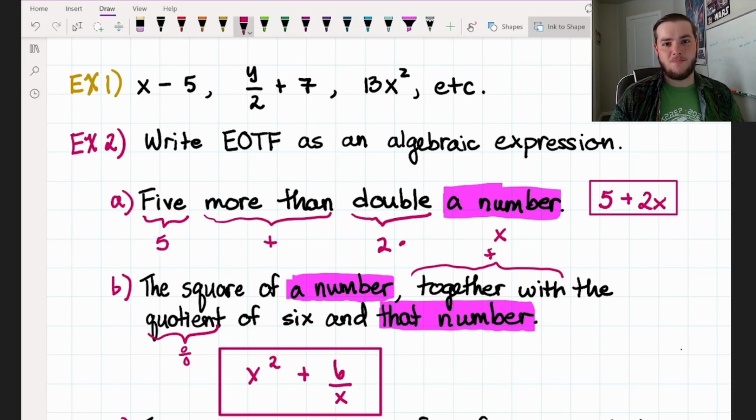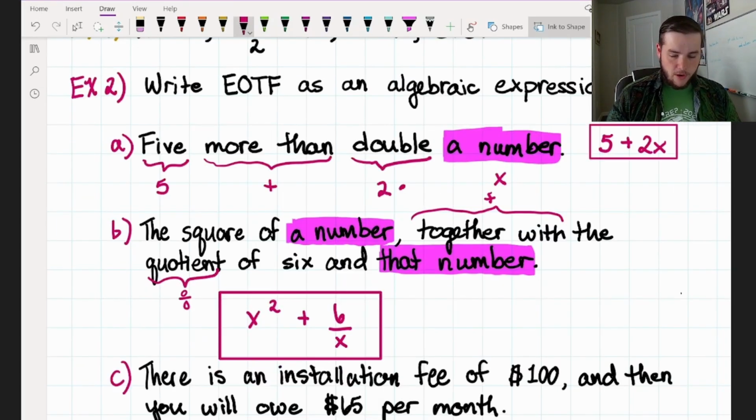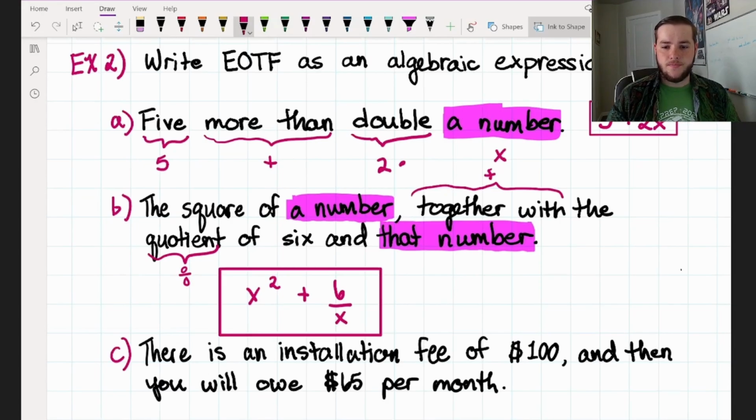Notice the problem specifies the same unknown number as before with the word that, so it's the same variable, x. I've got one more for you all to try on your own.